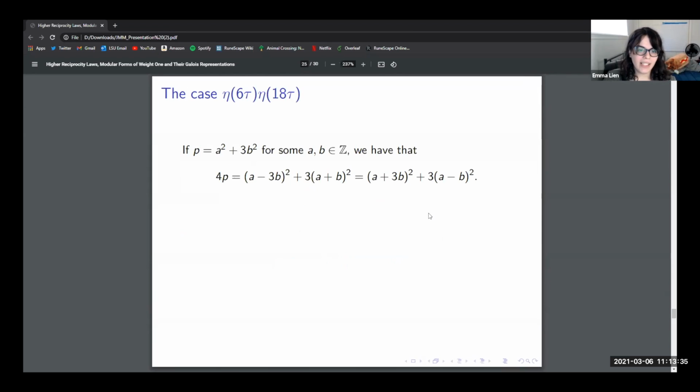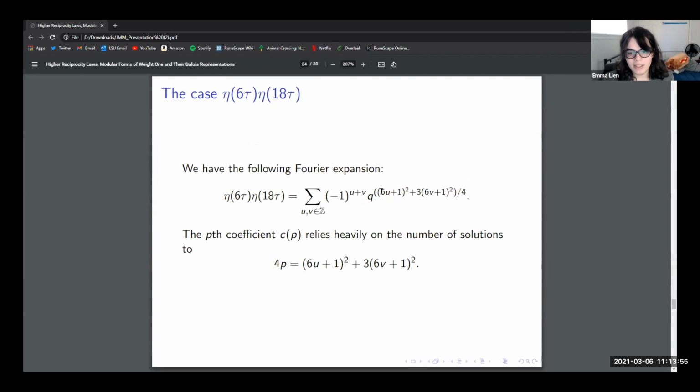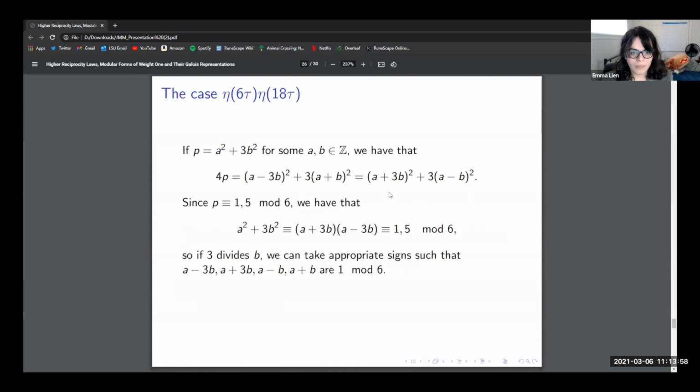So if p is equal to a squared plus 3b squared for some integers a and b, we have these two solutions to the equation. And up to a sign, these are the only solutions to the equations. So there's 8 solutions, but we need to specifically pick solutions that are 1 mod 6. If each of these is 1 or 5 mod 6, then we can just change the sign to specify that it's 1 mod 6. So first we need to determine if these are 1 or 5 mod 6. This a minus 3b, a plus b, and so on.